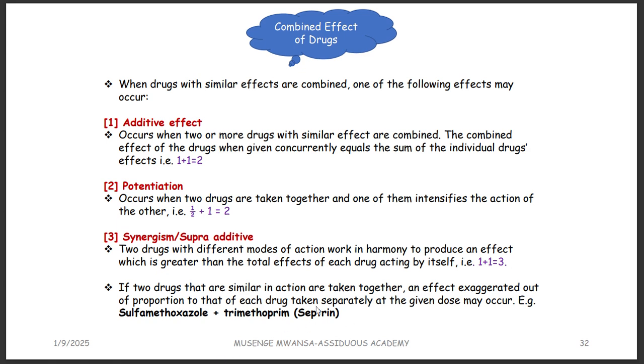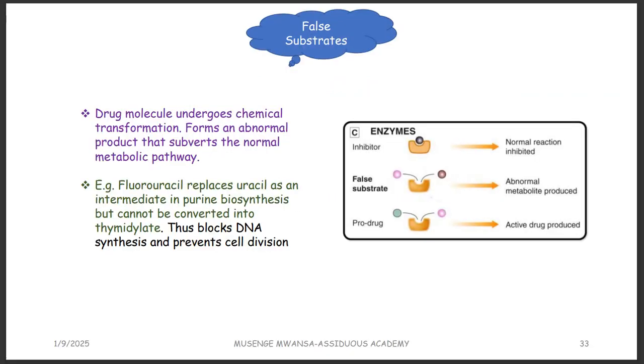For example, Septrin. Septrin is a combination. This drug is a common drug that is used for the treatment of malaria and some other bacterial infections. It's a combination of sulfamethoxazole and trimethoprim. When you combine these two drugs, their effect is synergistic or supra-additive, not additive, but supra-additive. They are way better together than individually. You also have what we call forced substrates.